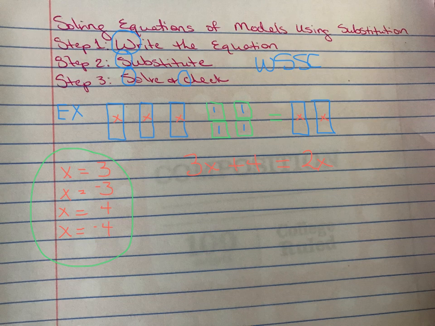So I wrote the equation. Now I'm going to substitute 4 in for x. So wherever I see an x, that's now going to become a 4. So 3 times 4 plus 4 is equal to 2 times 4. And then I'm going to solve and check to see if 4 will make the equation true. So 3 times 4 is 12, plus 4 is equal to 2 times 4, which is 8.